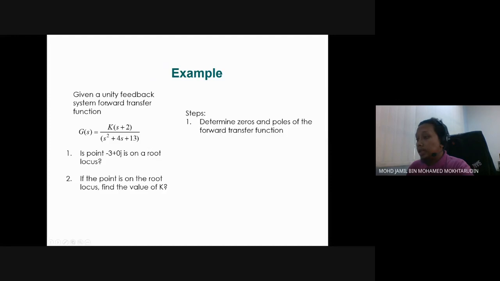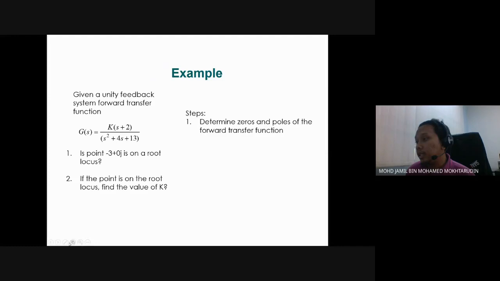Since this is unity feedback, you could find the closed loop transfer function and then determine the poles and zeros. But because there is a term k here, your denominator will depend on k. So for unity feedback, to find the zeros and poles is simply by looking at the forward transfer function only.